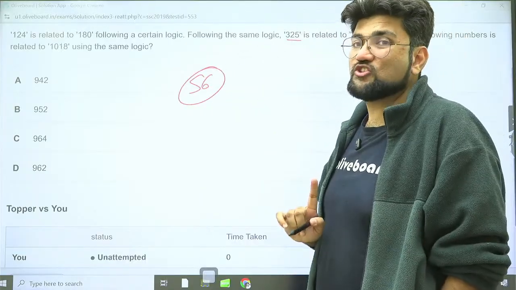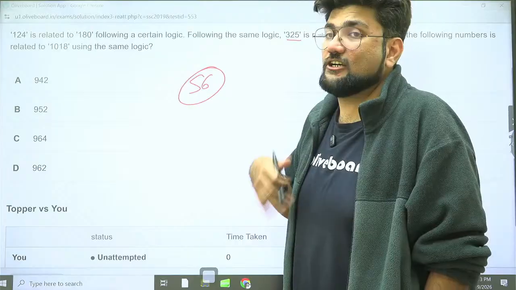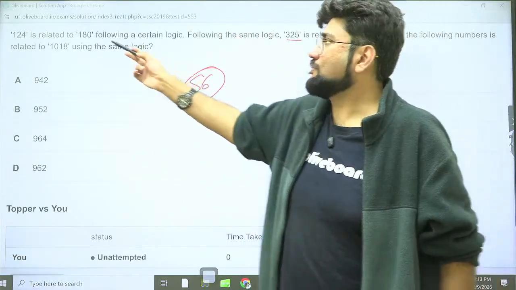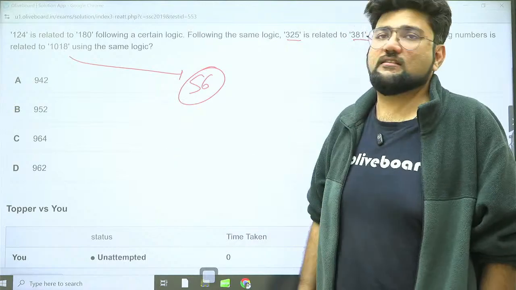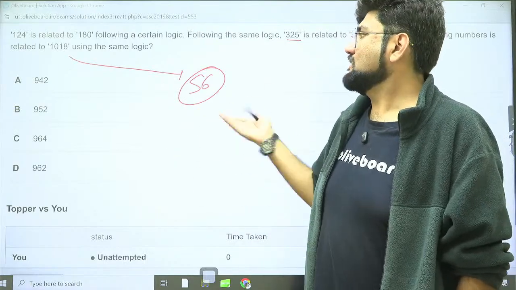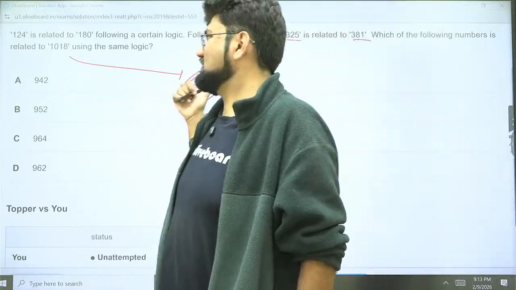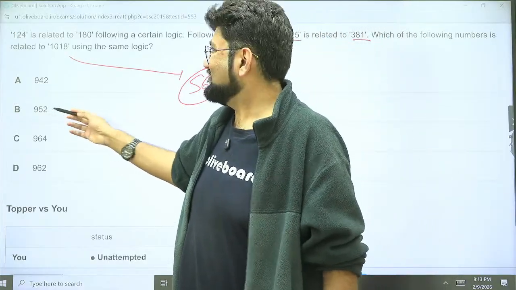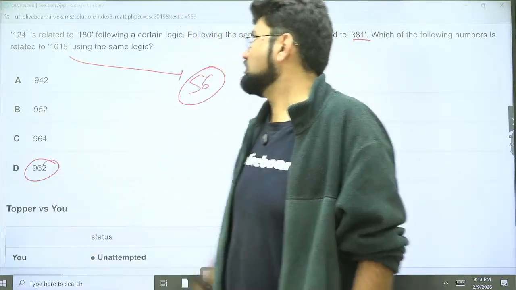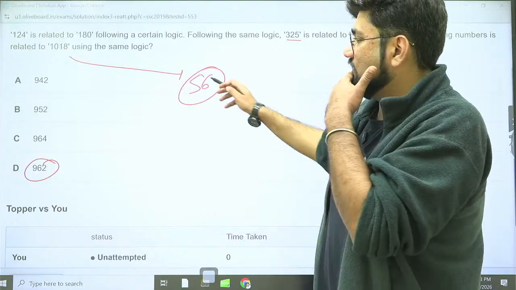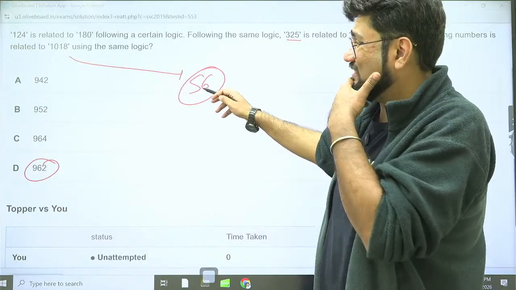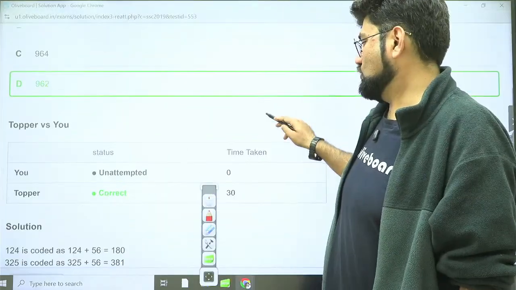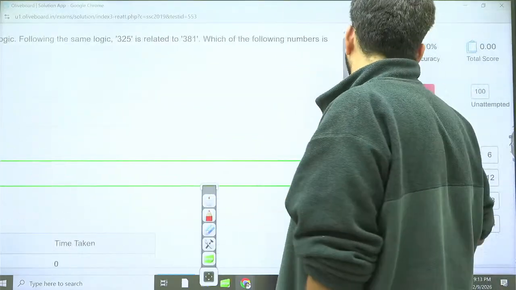But observe, the question is not saying 1018 is related to what? They are asking what is related to 1018. So basically you have to subtract 56 from 1018 to get your correct answer. 8 minus 6 is 2. 1018 minus 56 is somewhere in the range of 960. I think 962 will be the perfect answer. 962 plus 56 is 1010 plus 8, 1018. So option D is the correct answer. Cool, 30 seconds, perfect. Wonderful. Next.